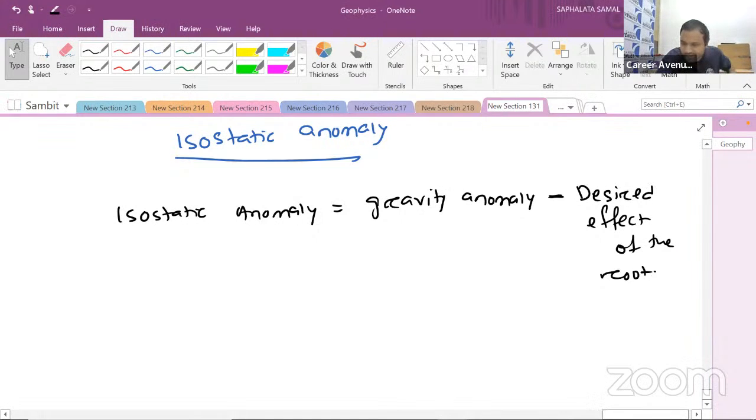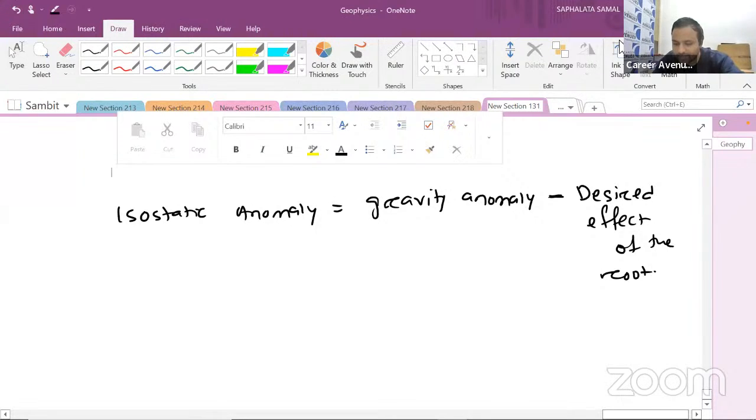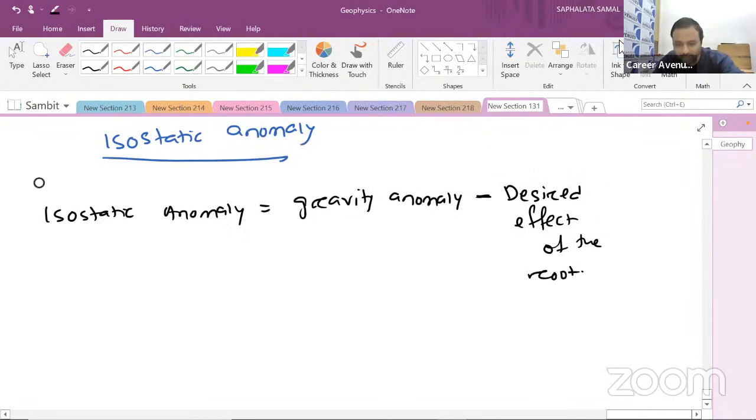Lakshmi is saying, sir, please explain unstable gravimeter. What is the difference between the unstable and stable? Let me start the recording. Lakshmi is asking about explaining the stable and unstable gravimeter once again.